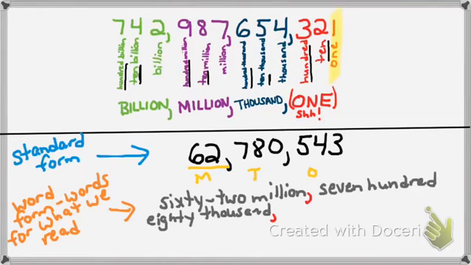Comma. I get to the next period, three digits are 543. How do I read 543? 543. There is no comma, so I don't say the name of that period.